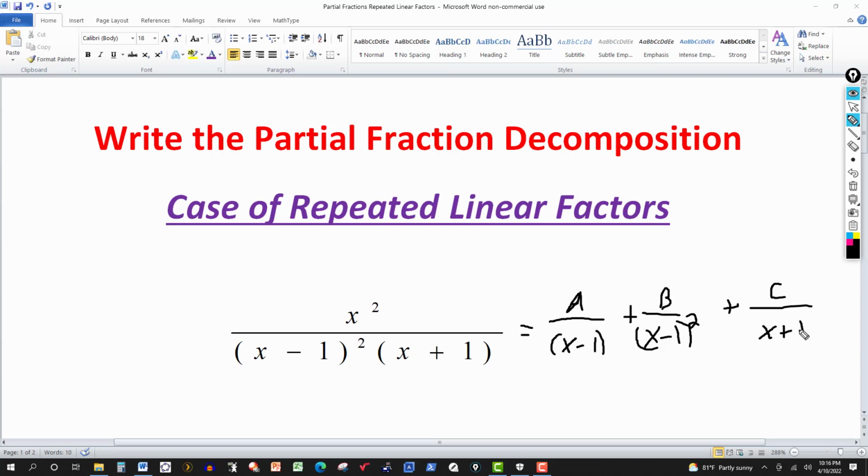Now at this point, it's just like the other one we did. We multiply both sides by the least common denominator, which would be x minus 1 squared times x plus 1, and set up your system of equations. In this case, we have three constants, so we're going to have a system of three variables, a, b, and c, and we'll have to solve.